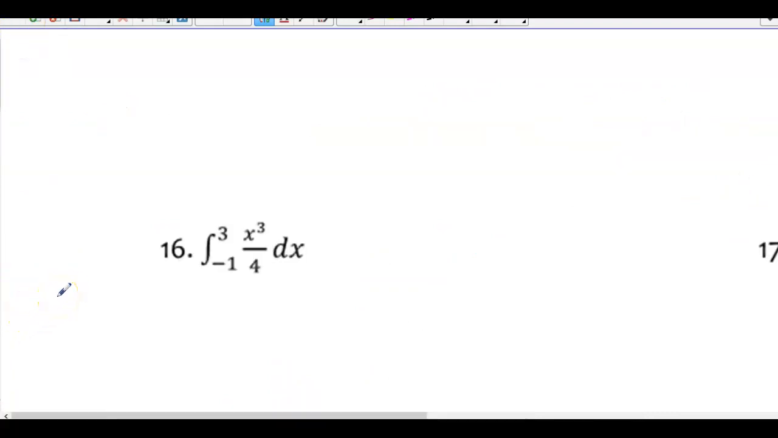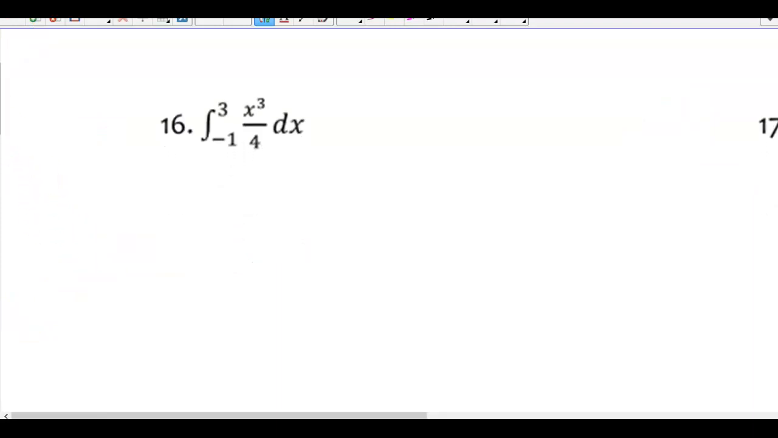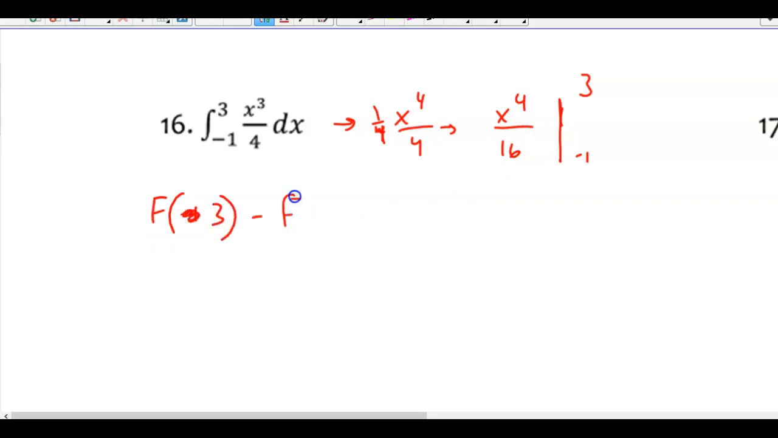All right, last page. Same thing. Show your work. We integrated, so this is 1/4. I just need to evaluate x cubed, so x to the 4th divided by 4, which simplifies to be x to the 4th over 16. And from -1 to 3, f of 3 minus f of -1, which is 5.